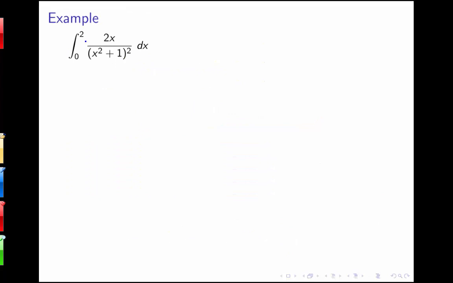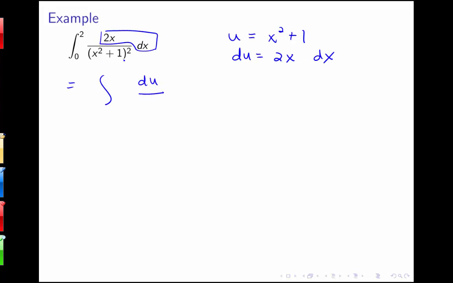So here I'm interested in taking the integral from 0 to 2 of 2x over x squared plus 1 quantity squared dx. So I'm going to use substitution here. I see that the inside function of the more complicated piece is this x squared plus 1, so we'll let u be x squared plus 1, so that du is 2x dx. So I see that 2x dx there. So I've got this integral of du all over x squared plus 1 squared, so that's all over u squared.